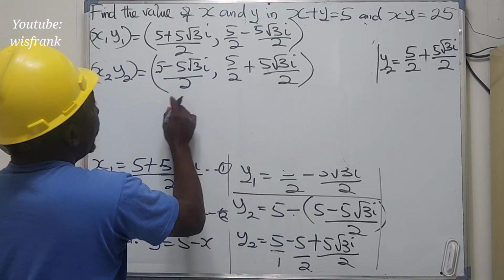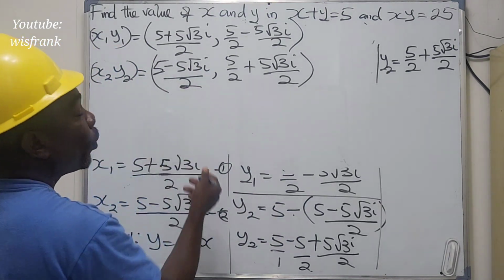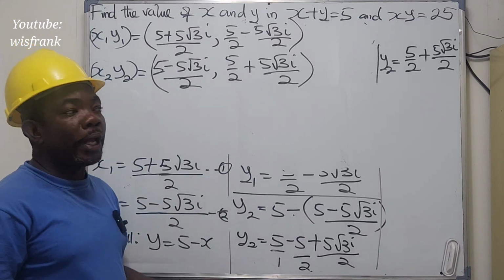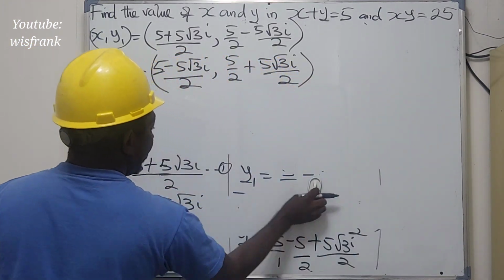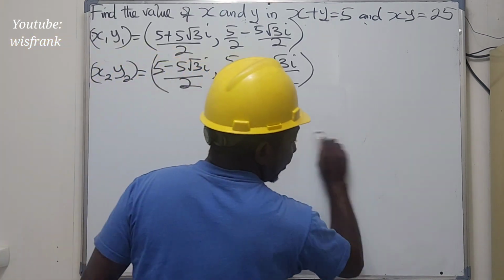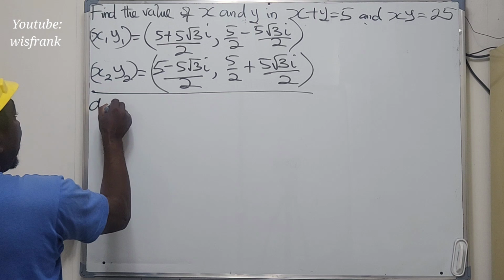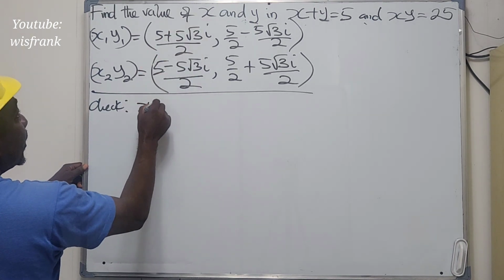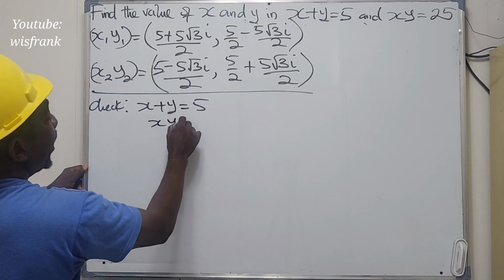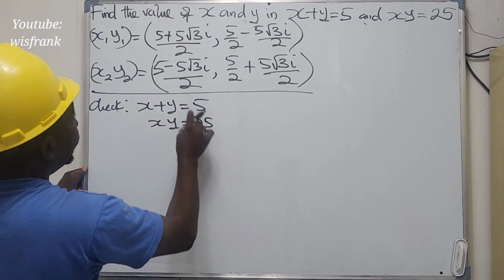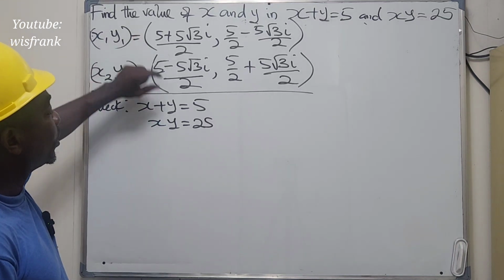So these are the two possible values of x that we have. From here we can see that we have the two solutions. We can do a little check to see whether this value of x and y will satisfy the equation that we were given. So we say here, check: we had x plus y equals 5 and also xy equals 25. So let's take the first one and compute to see whether this will satisfy this.